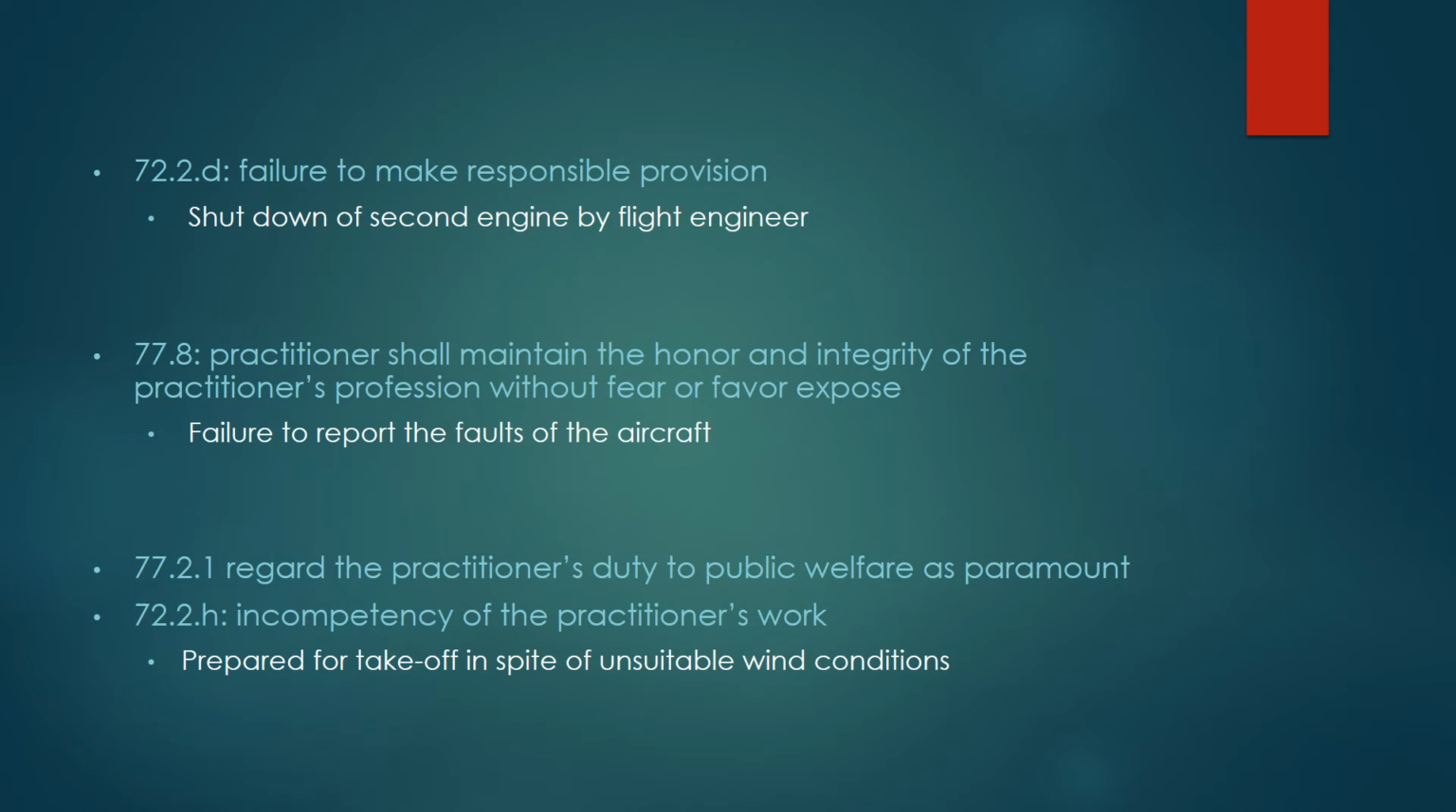Act 72.2.d is breached as the flight engineer decided to shut down the second engine when it was most needed. Act 77.8 corresponds to the carelessness of engineers, how they did not respond to the faulty aircraft to get away with it. Lastly, 77.2.1 and 72.2h are again breached when the pilot and the team decided to go ahead to take off the plane when the wind conditions were not suitable.